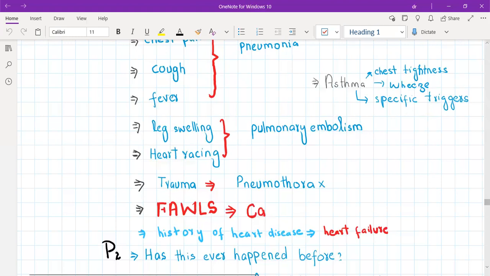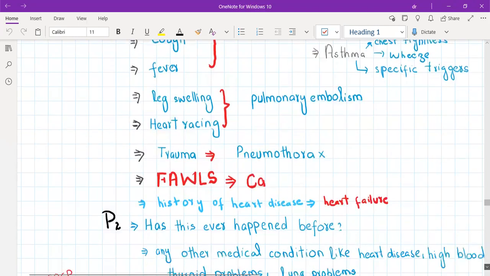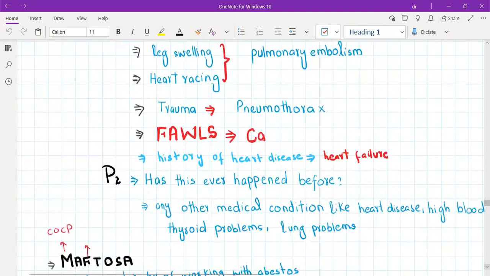Okay. So these differentials I want you to remember, and the red flag here is FALLS, which stands for fever, appetite loss, weight loss, and lumps and bumps and night sweats, and basically rules out lung cancer. Okay.